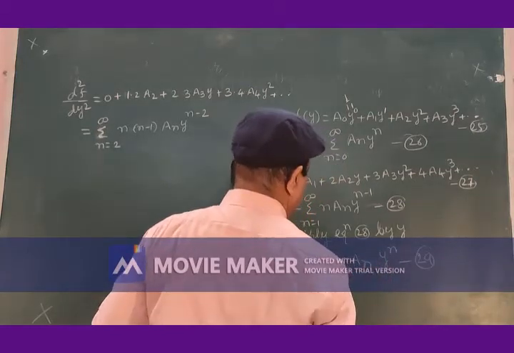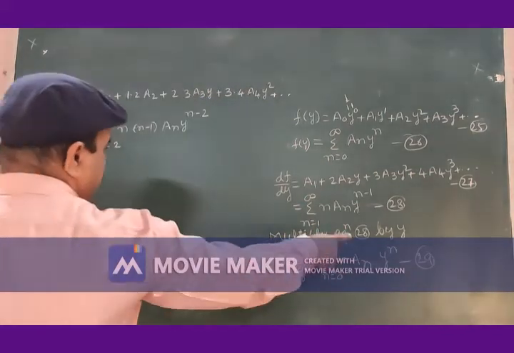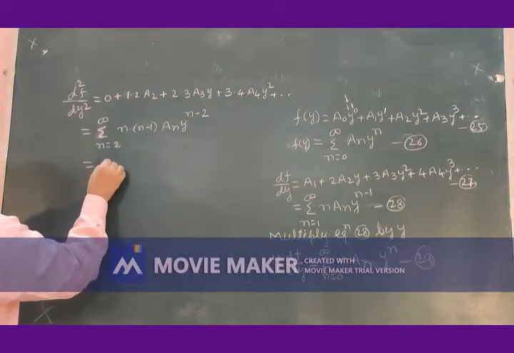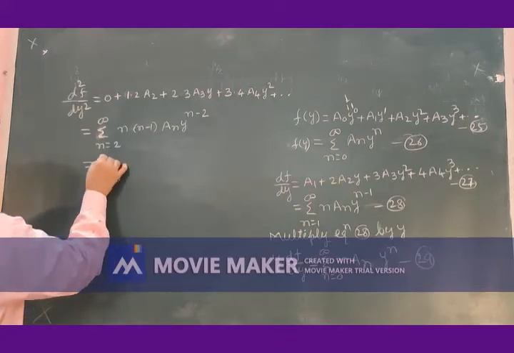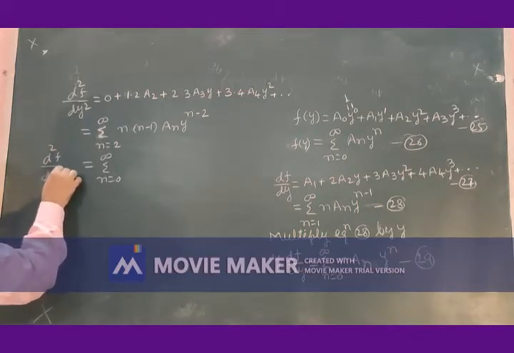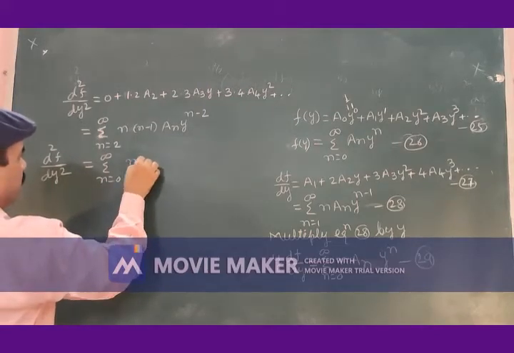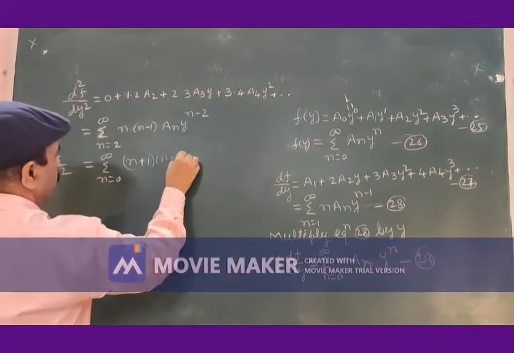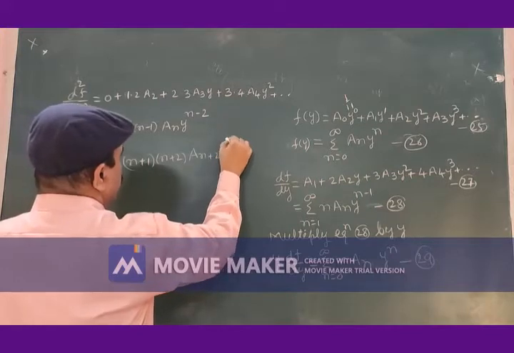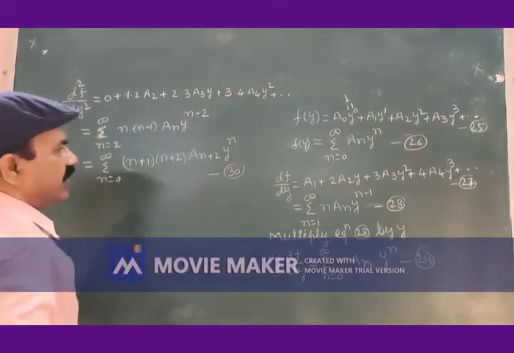This will be simply a n, because we have multiplied this only by y, so there is no change here. Equation 29, a n. This is summation of n is equal to 0 to infinity n plus 1 into n plus 2 into a n plus 2 into y to the power n, equation number 30.